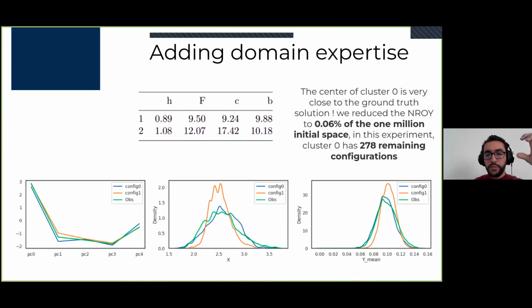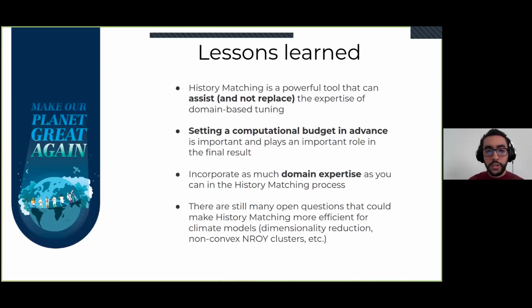These constraints on the initial space help you very much. So these are the lessons learned. History matching is a powerful tool that can assist, and not replace, of course, the expertise of domain-based tuning. Setting a computation budget in advance is very important and plays an important role in the final result, because you do check if you still have a budget to run further experiments. And this is very important to know in advance before running history matching.